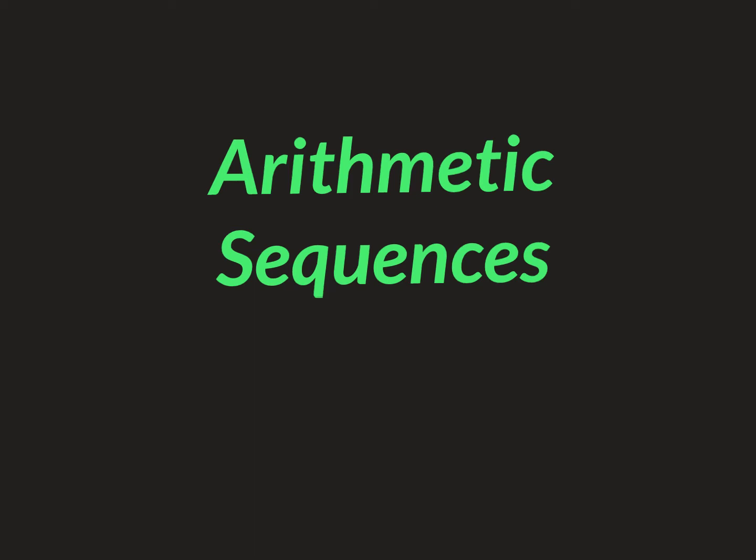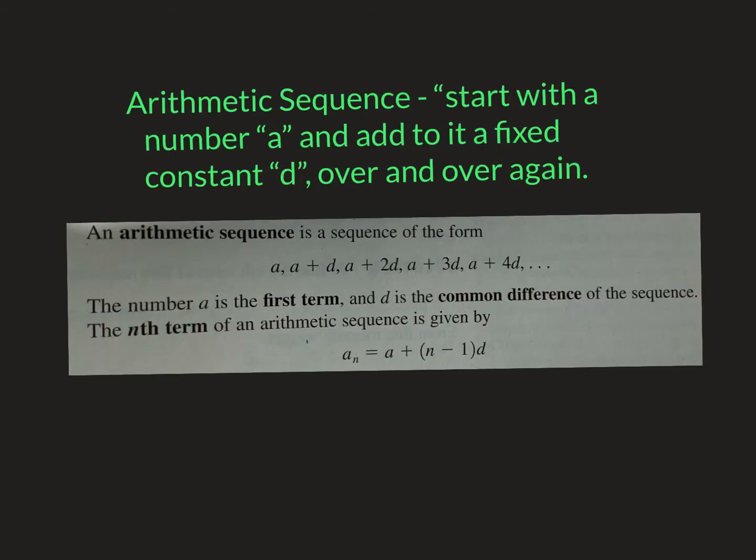All right, then we're going to talk about a special type of sequence called an arithmetic sequence. Arithmetic sequence, not arithmetic. An arithmetic sequence is when you start with a fixed number, we're going to call it A, and you add to it a fixed number, we're going to call it D, over and over again. So you're really adding the same thing all the way through the sequence, or technically subtracting the same thing.